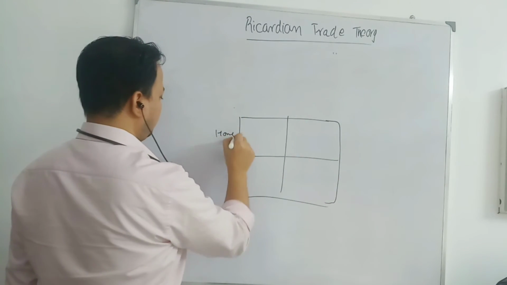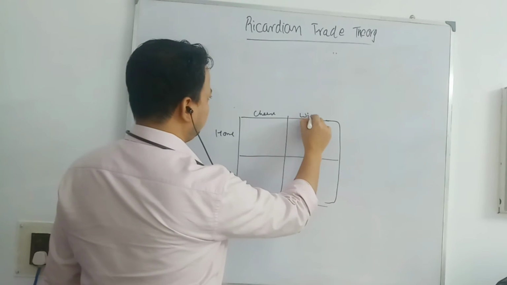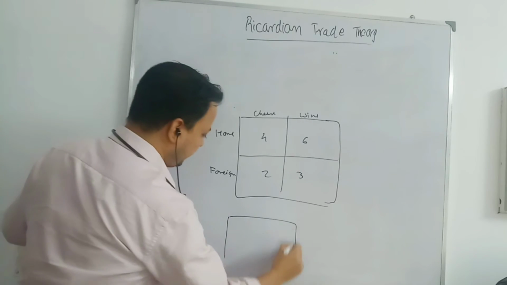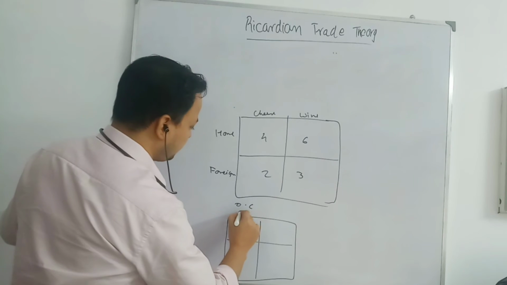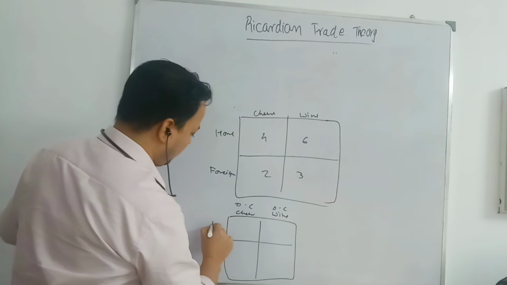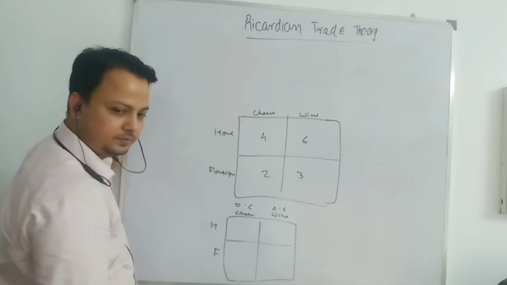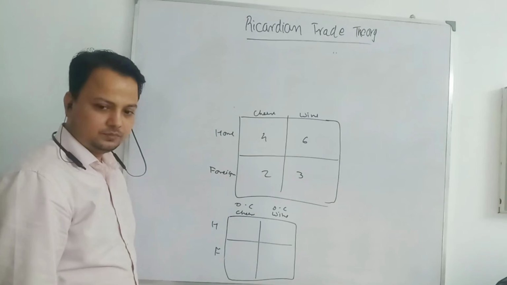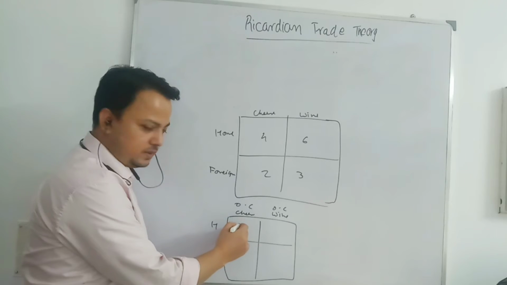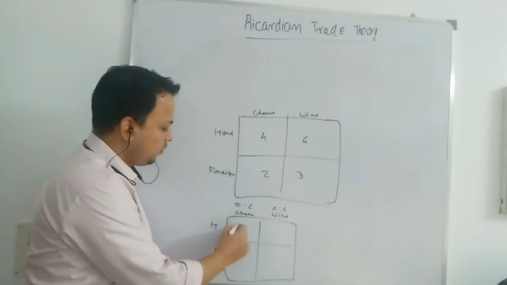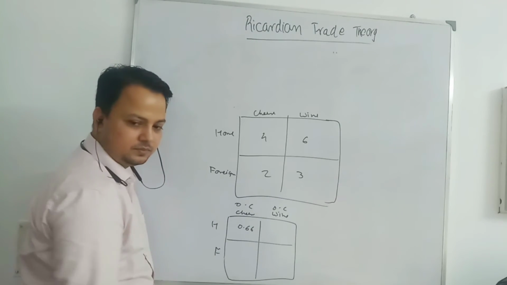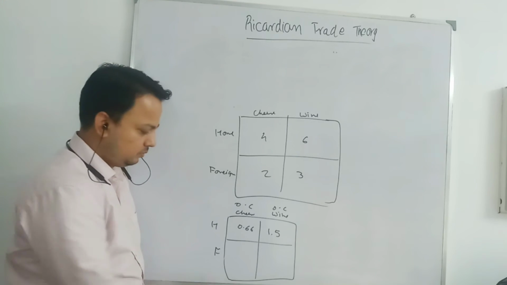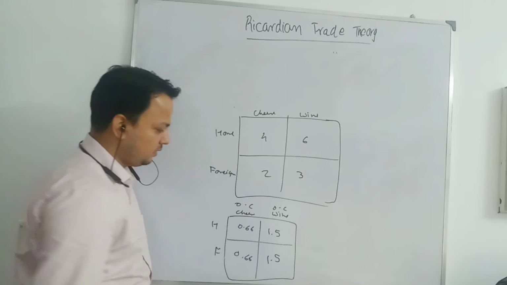So we have taken home and foreign, cheese and wine. Let me write 4, 6 and 2, 3. Take out the opportunity cost. What will you be getting? The opportunity cost of cheese in terms of wine, and the opportunity cost of wine in terms of cheese, for home and foreign. What can you get here? 0.66. This will be 1.5. This will be 0.66. This will be 1.5.